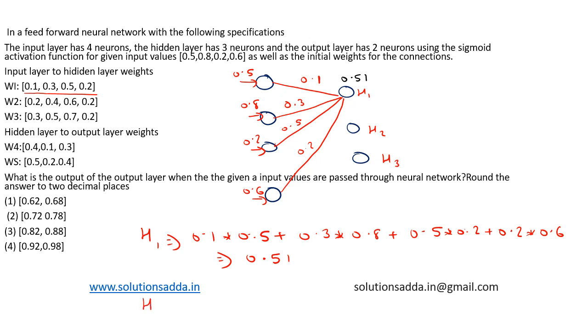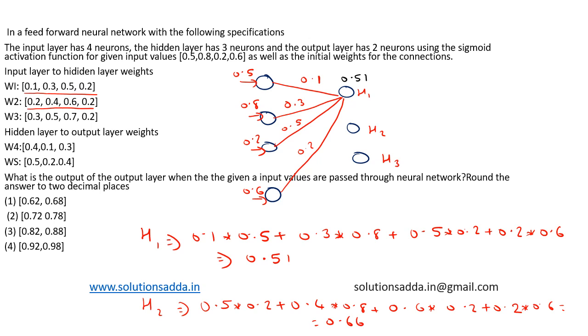So h2 can be calculated as the weights for the second neuron, that is 0.5 into 0.2, plus 0.4 into 0.8, plus 0.6 into 0.2, plus 0.2 into 0.6. So this will be equal to 0.66.